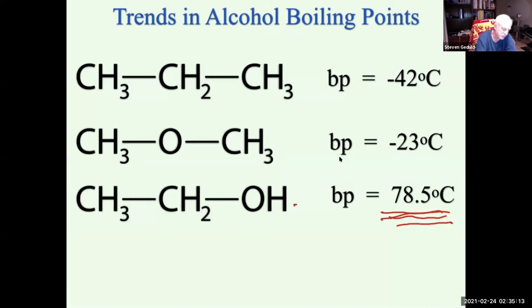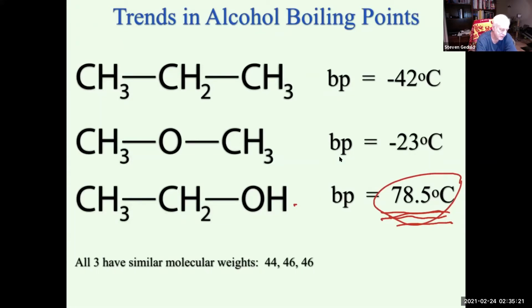Okay, but that's how you make moonshine right there, because of this difference in boiling points of ethanol and water. They all have similar molecular weights: 44, 46, 46. So the only difference is this oxygen group. That OH group allows for hydrogen bonding.